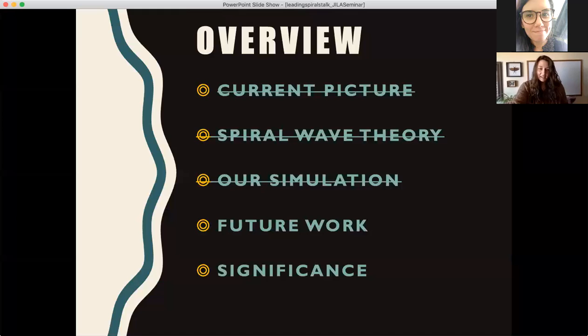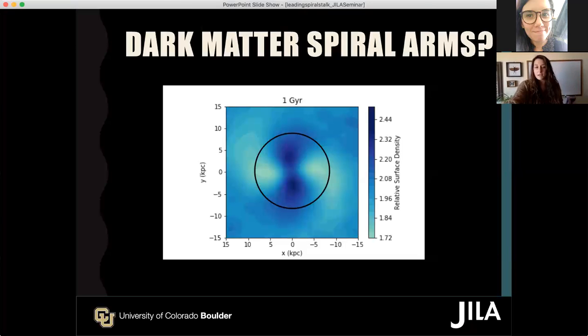Okay, so now that I've shown you my simulation and explained the mechanics, let's talk about what I'm doing now and where this project is going. So since we've proved that dark matter substructure has significant effects on the kinematics of galaxies, we are continuing this work by asking the question, are dark matter spiral arms possible? And if so, what is their effect on the kinematics of galaxies?